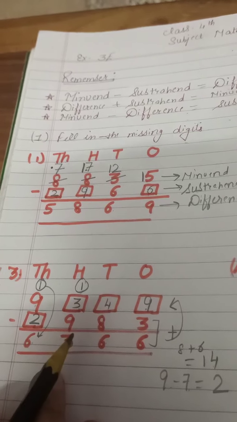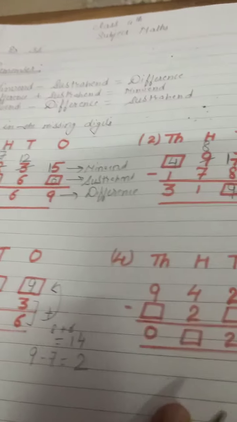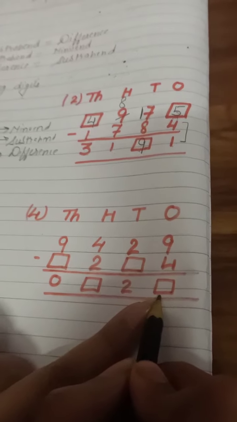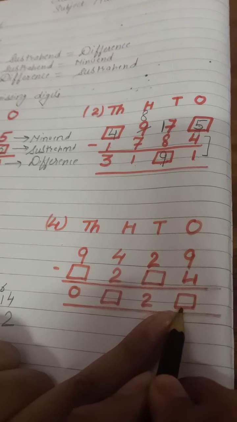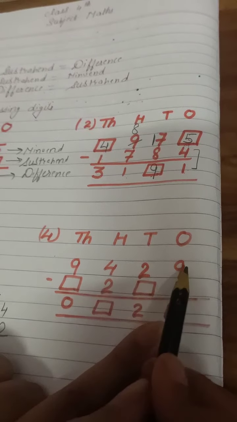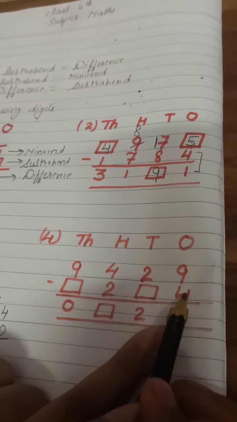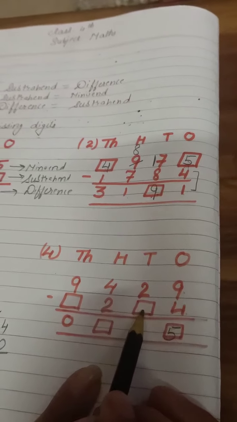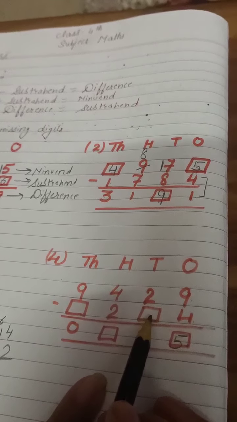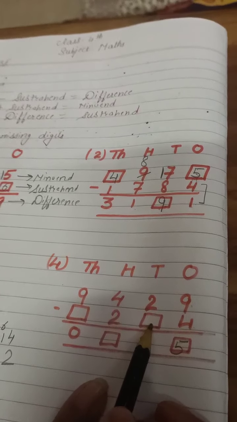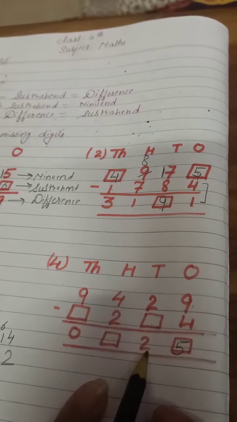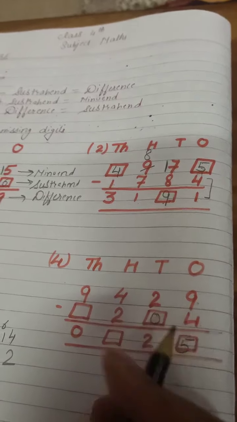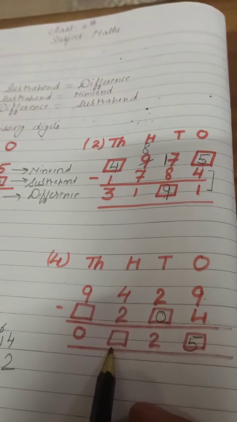Okay. I hope question number 3 is clear to everyone. Now let's move on to question number 4. Now here students we have to find, yes, difference. Okay, when we find difference, we will subtract the subtrahend from the minuend. Okay, so 9 minus 4, 5. So write here 5. Okay, here we have to find, yes, subtrahend. Okay, when we find subtrahend, so we subtract the difference from the minuend. Okay, 2 minus 2, 0.